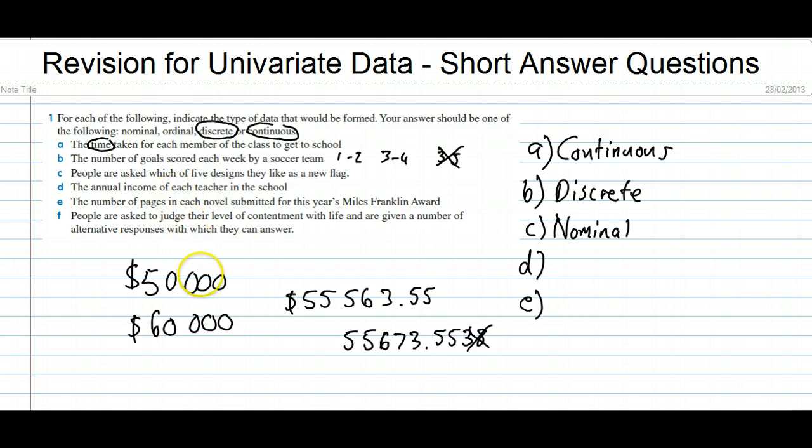Okay, so the annual income is limited in how detailed and how specific it can be. That means it's not continuous data. It can't take on any value. It can only take on certain discrete values limited by the size of the currency in Australia, which is at its smallest value, cents. So this one, D, is going to be discrete data.